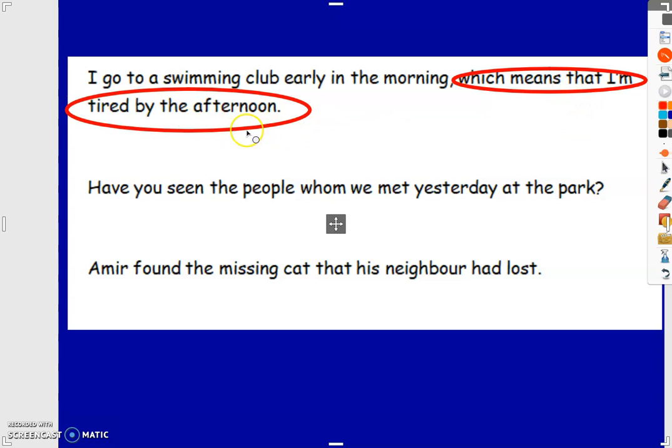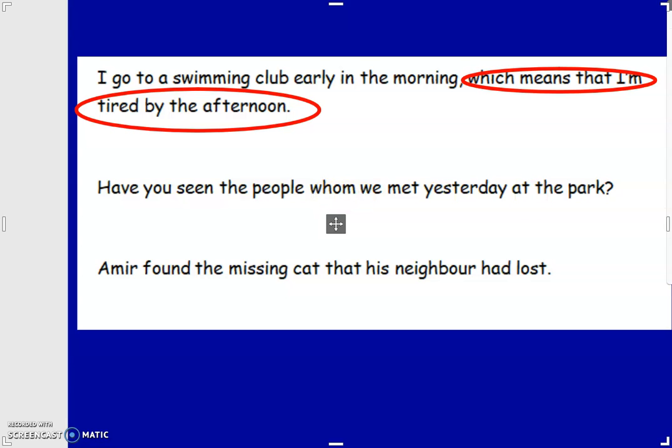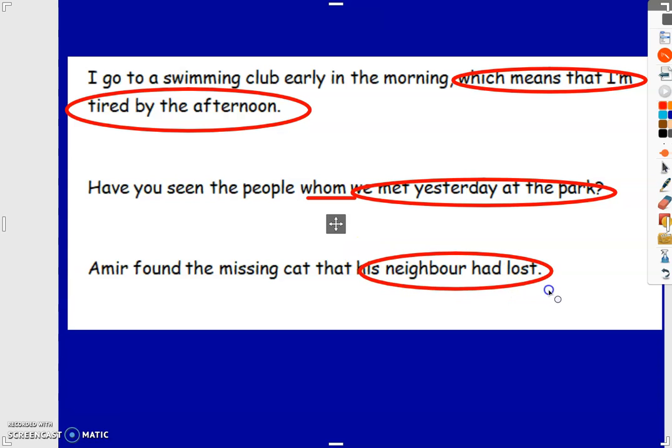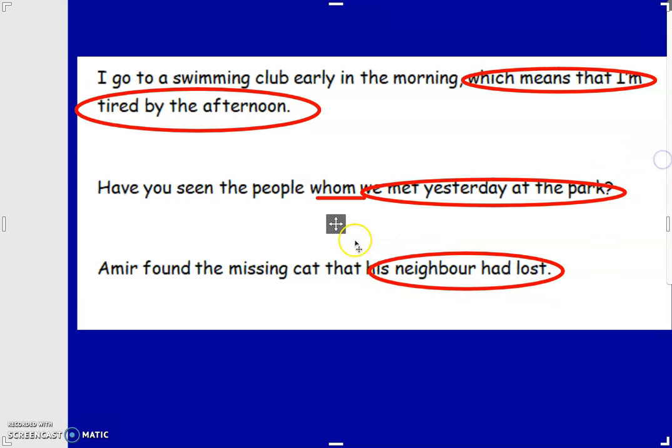Because that one wouldn't make sense by itself. So I would always look for the relative pronoun, and then the bit that doesn't make sense should come after that. So we met yesterday at the park. Don't know what it means, do we, without this bit? Amir found the missing cat that his neighbour had lost. So it's his neighbour had lost. We don't know what his neighbour had lost before we had that, did we?